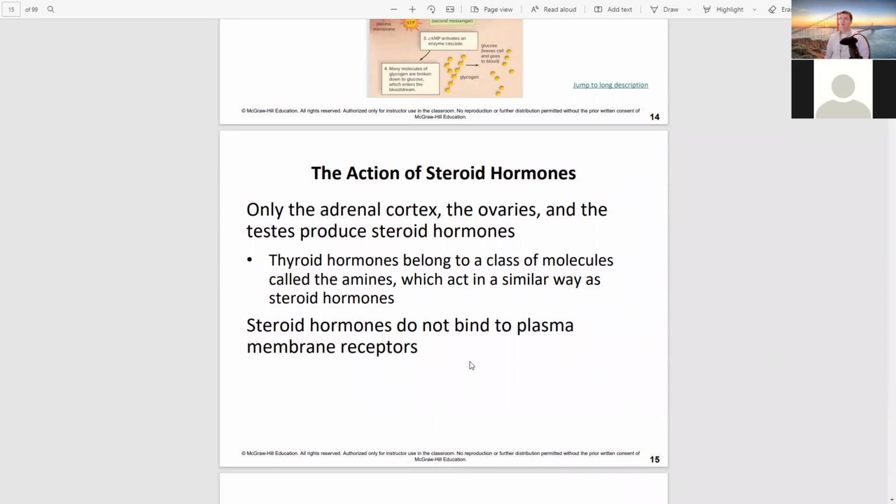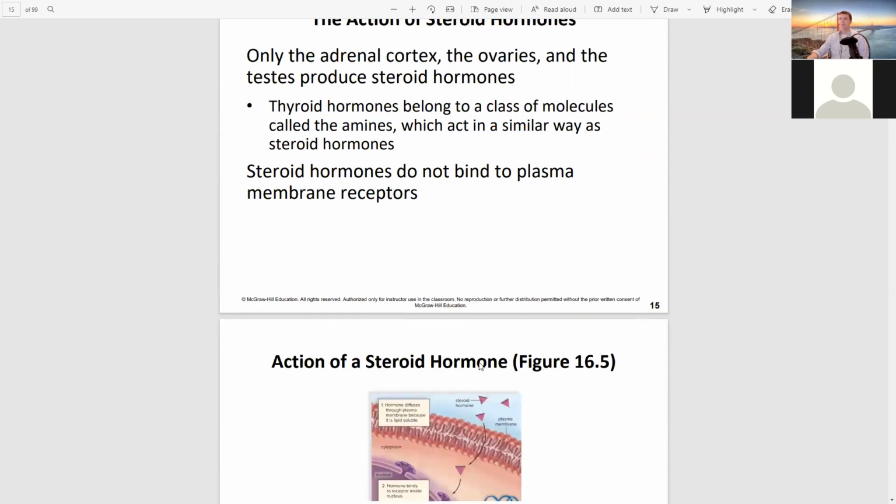So, the action of steroid hormones: only the adrenal cortex, the ovaries, and the testes produce steroid hormones. Thyroid hormones belong to a class of molecules called the amines, which act in a similar way as steroid hormones. Steroid hormones do not bind to plasma membrane receptors.